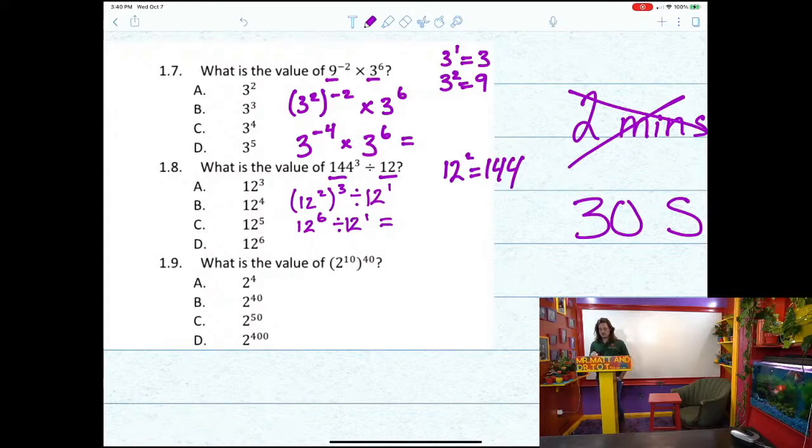1.9, what is the value of 2 to the 10th quantity raised to the 40th? So this is going to be the same thing as 2 to the 10 times 40th power. And I'll give you 1 more minute, and then I'll give you the answers.